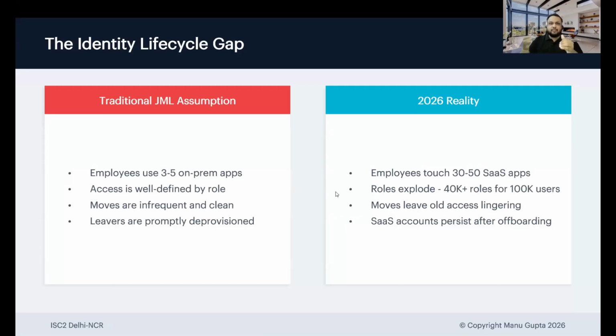people don't just have access to three or four on-premise systems. It's not just that you'll get access to Active Directory and that's it, right? Nowadays, a typical enterprise touches around 30 to 50 SaaS applications, because a developer may have accounts in AWS, Azure, GitHub, Jenkins, multiple databases, and a lot of internal tools, right? And when the developer moves from one department to another, their old access does not always get revoked, right? And that's the challenge.